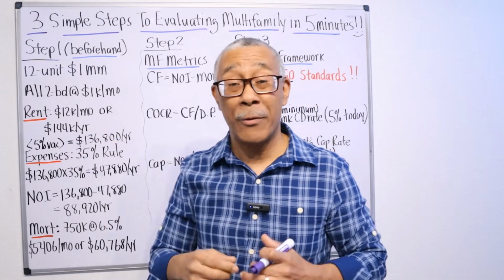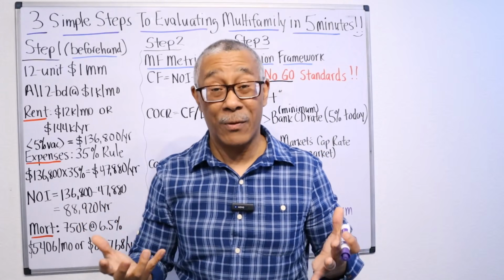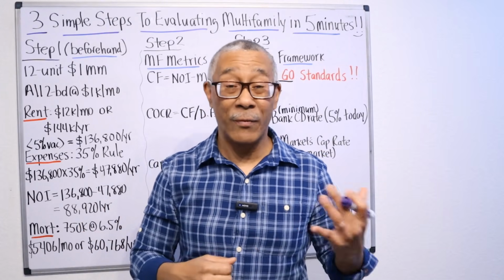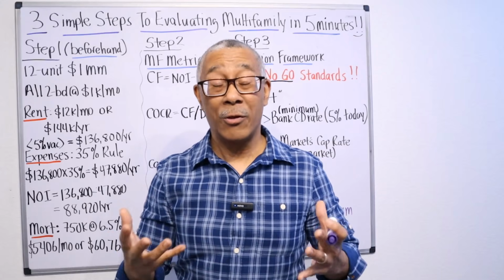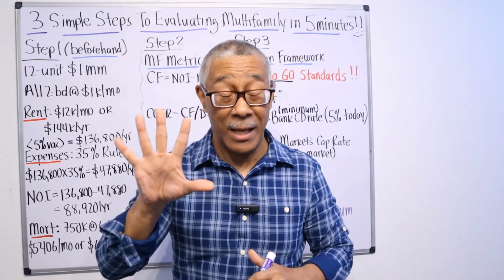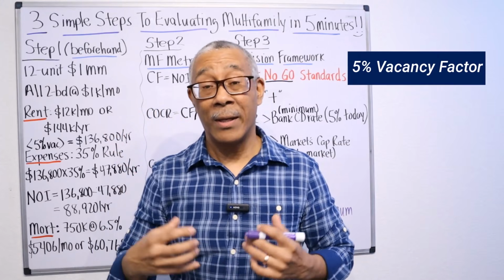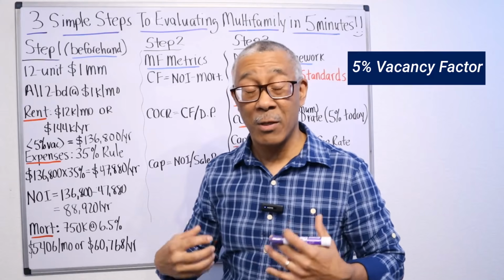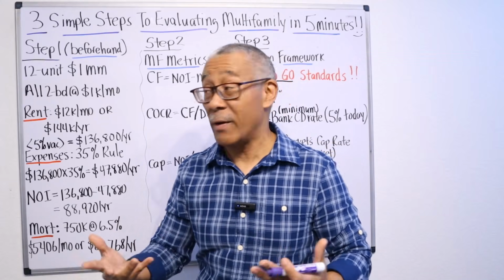Now, you are not going to be occupied for the entire 12 months. You are going to have someone move in, someone move out. So we're going to use a safety factor here. This is the industry-wide safety factor of 5%. We call that safety factor a vacancy factor, okay, to make the deal more realistic when you're doing your evaluation.